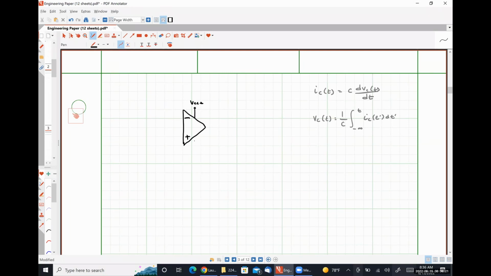Here's VCC plus, here's VCC minus, here's V out, and this is going to be a time varying quantity now. Here's V plus, here's V minus. We are going to provide our feedback using a capacitor in this circuit.